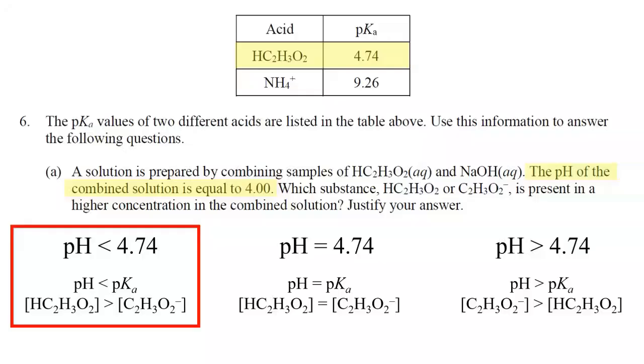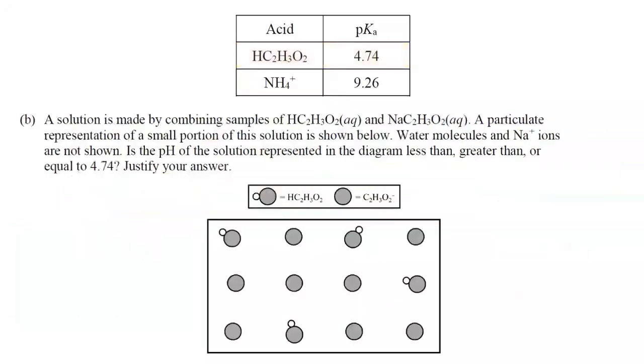Now, moving on to part B of this question, we're still talking about this comparison between HC2H3O2 and its conjugate base, C2H3O2-, but this time we have a particulate representation. So this is part B. A solution is made by combining samples of acetic acid and sodium acetate.